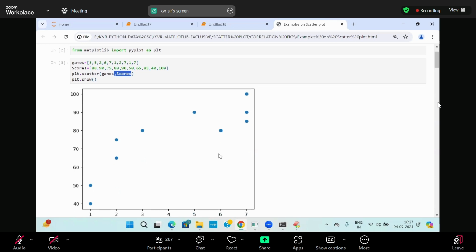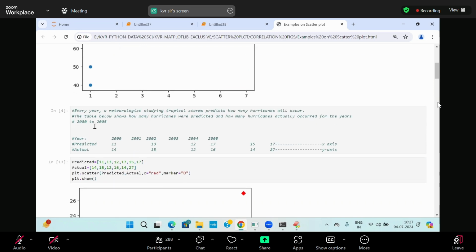What is your answer now? As the number of games played increases, definitely what is increasing? Score will increase. What correlation? That's all. Are you getting it? As years are increasing, land rates will increase. Like that. Come on, next.